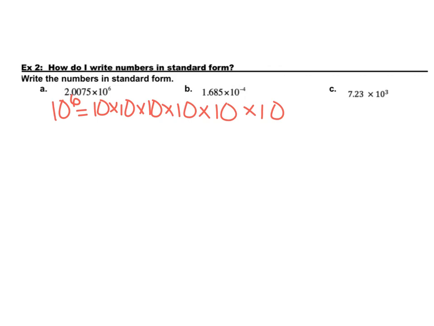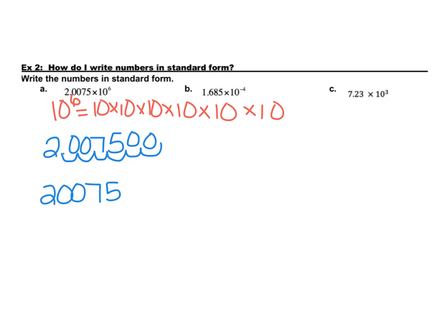So let's go back to the original problem, 2.0075 times 10 to the 6th. So this means that I'm going to move my decimal place over 6 places to the right. 1, 2, 3, 4, 5, 6. All right, so my new number then, I have 2007500. All right, so our new number now is 2,007,500. This is how it is written in standard form.